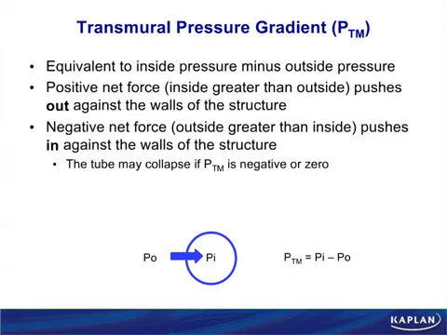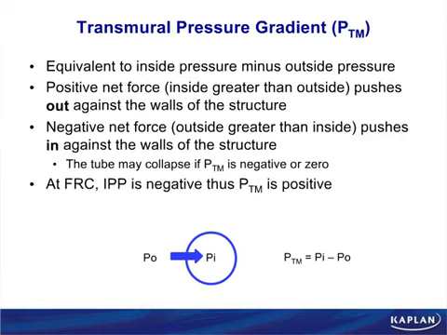And again, interpleural pressure is the outside pressure for everything inside the chest. At FRC, remember that interpleural pressure is negative. So, since I have a negative interpleural pressure, that means I'm going to have a positive transmural pressure gradient. So I have a force pushing out, and that keeps alveoli open.